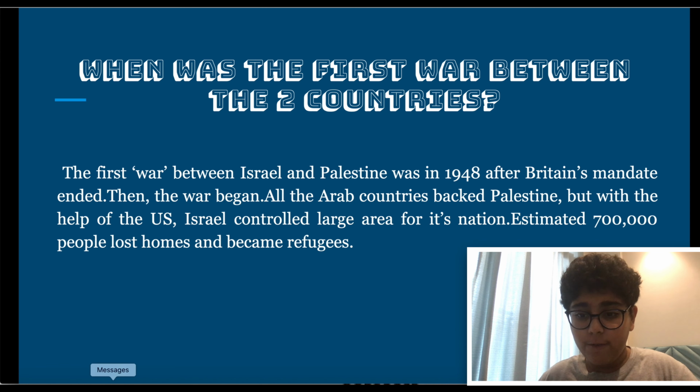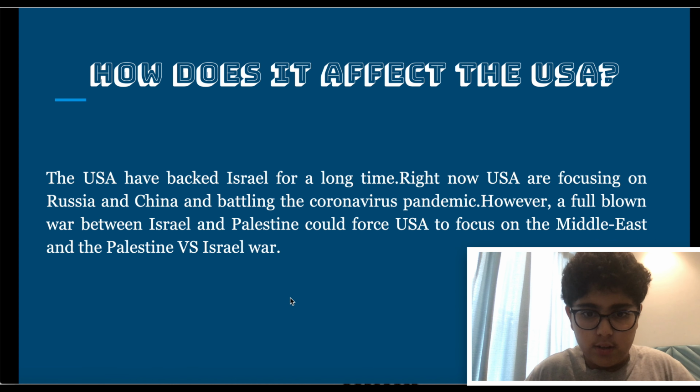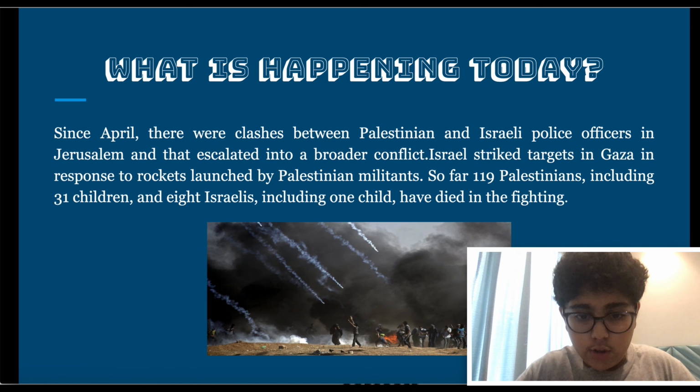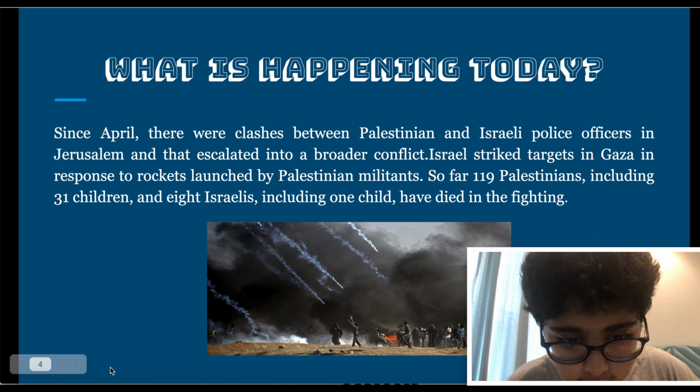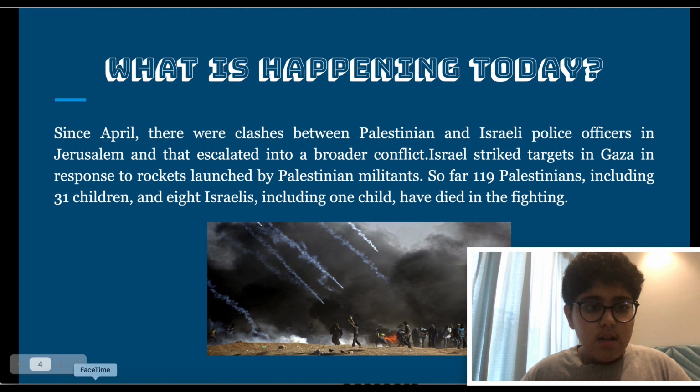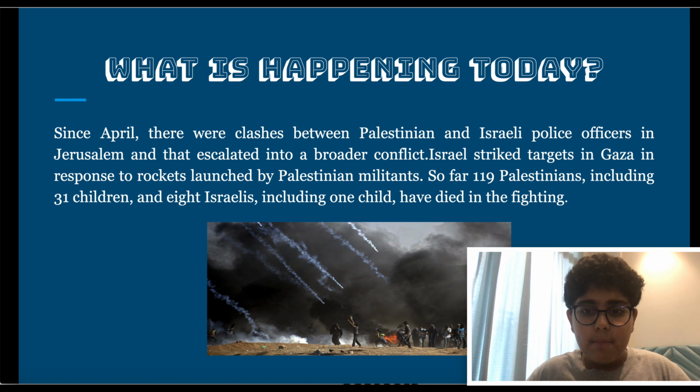What is happening today? Below you can see there's a strike in Palestine from Israel. Since April, there were clashes between Palestinian and Israeli police officers in Jerusalem, and that escalated into a broader conflict. Israel struck targets in Gaza in response to rockets launched by Palestinian militants. So far, 119 Palestinians, including 31 children, and 8 Israelis, including 1 child, have died in fighting. And that number can go much higher if this conflict does not end soon.